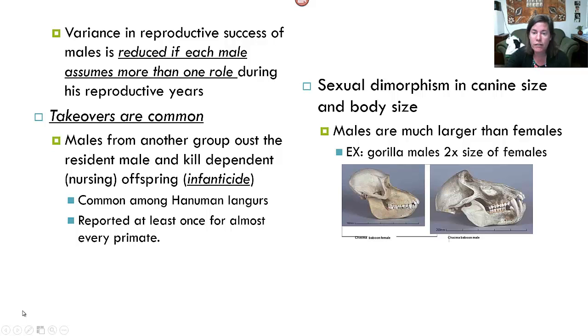Primate species that are characterized by polygynous social organization generally exhibit sexual dimorphism in their canine size as well as their body size. So right here, this is a female Chacma baboon. Look at this canine. It's not so big, it's sharp and pointy, but here's the male. You talk sharp and pointy to an extreme. Male canines are much larger than females. In this example right here, just look at the size of the male compared to the female. In gorillas, males are twice the size of females. So we're seeing extensive variation in canine and body size in polygynous species.